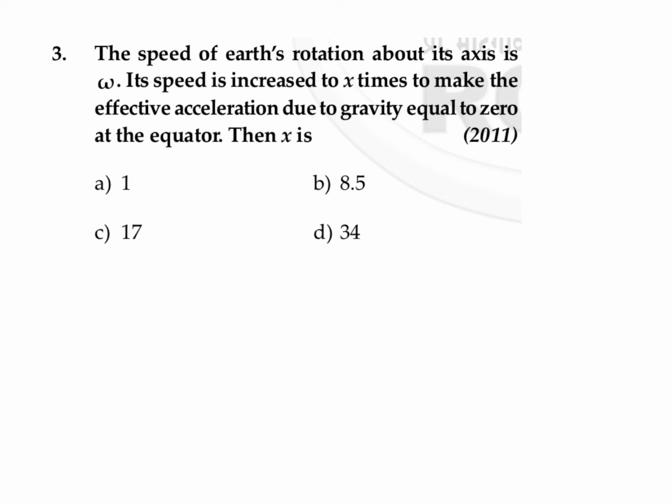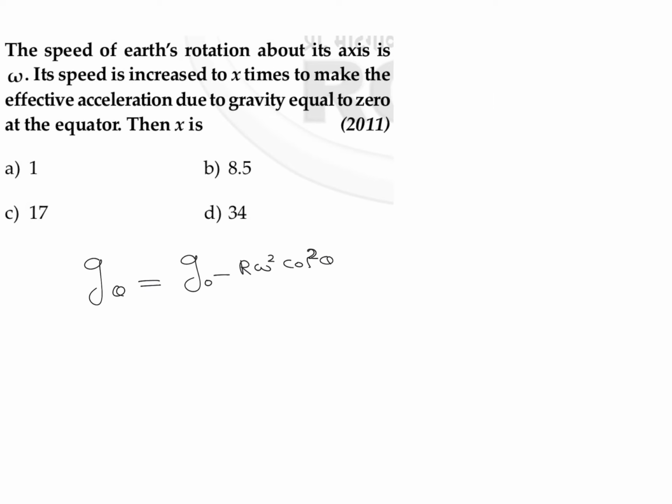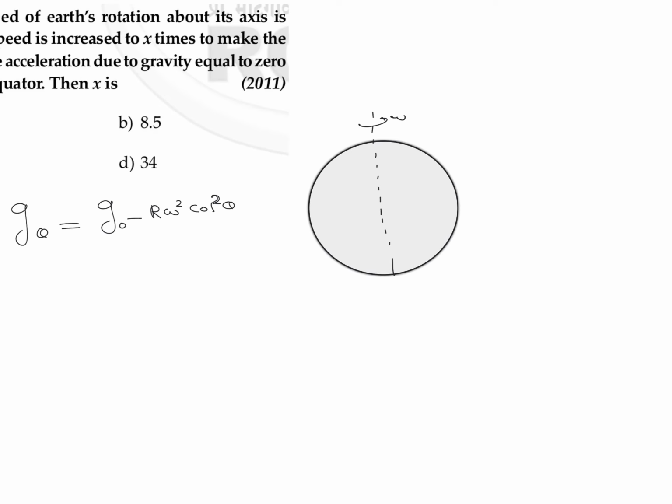So we know that due to the rotation of Earth, a centrifugal force is acting. So we can find the value of acceleration due to gravity at a latitude theta by using this equation: g0 minus r omega square into cos square theta. We are writing this equation based on the concept that if Earth is rotating about its axis with an angular velocity omega, due to the centrifugal force, acceleration due to gravity will change.